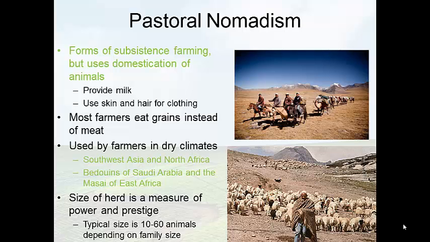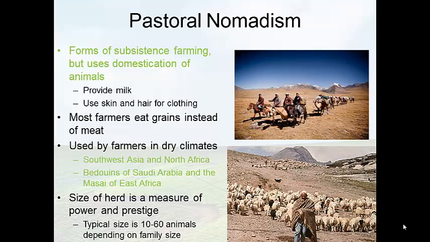Now, these animals provide milk, they use skin and hair for clothing, and yes, indeed, when they die, they use them for meat. But most farmers eat grains instead of meat. Obviously, you need the animals to survive. So these are used by farmers in dry climates, specifically in Southwest Asia and North Africa.